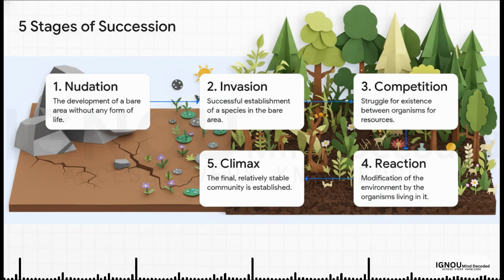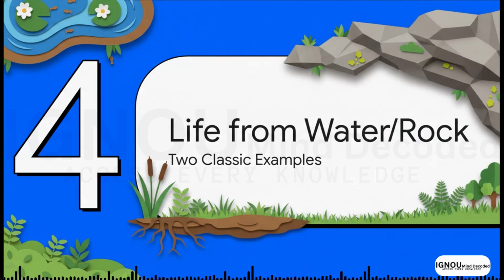This is the final stable community that can pretty much sustain itself indefinitely. Okay, enough theory, right? Let's see how this all works in the real world. We're going to look at two amazing, classic examples of succession. One that starts in a pond of water, and another that starts on nothing but bare rock.